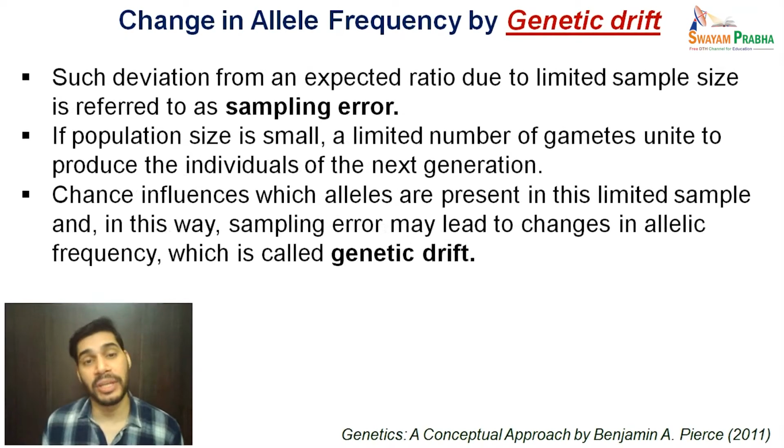If a population is small, a limited number of gametes unite to produce the individuals of the next generation. Chance influences which alleles are present in this limited sample, and in this way the sampling error may lead to changes in allelic frequencies, and this is what we call genetic drift. So in terms of population size, genetic drift is basically a sampling error.